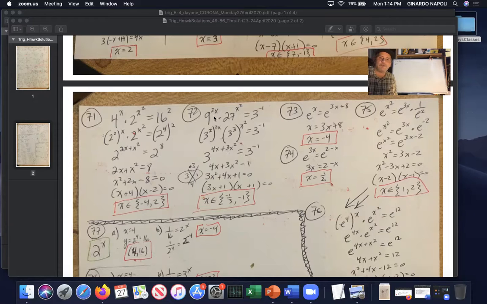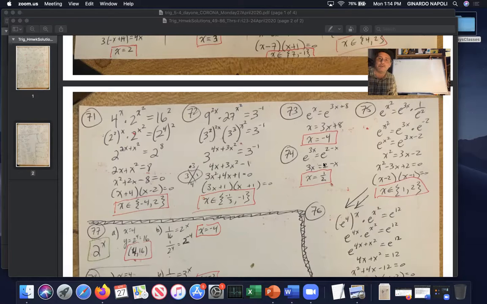And the same thing with 72. You want to convert both of these to base 3. And then once you get down to the second step, you got common bases. You're multiplying common bases. You add the exponents. So this 4x is going to add to that 3x squared. And then now you can put the exponents equal to each other.